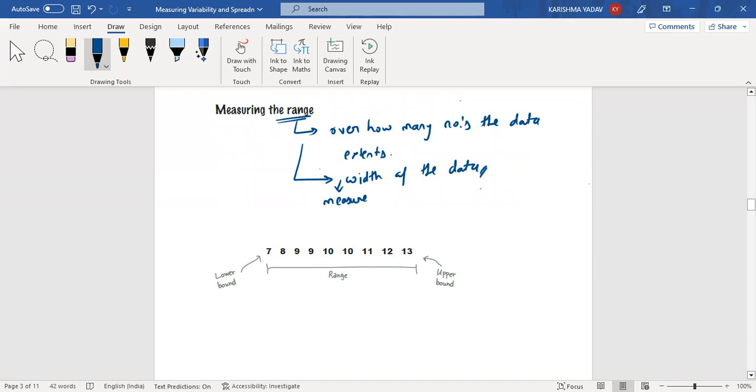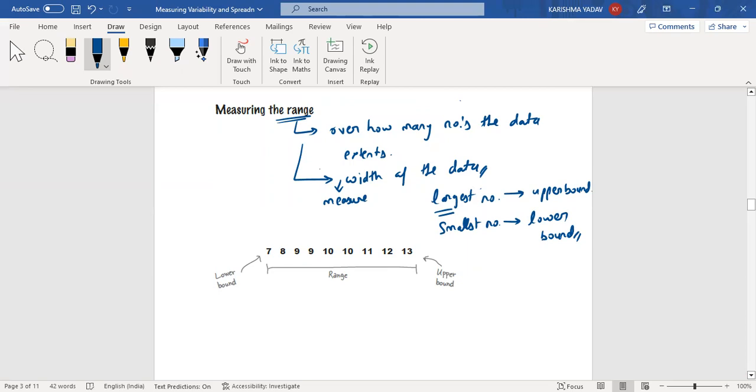To find the range, we take the largest number in the data set, and this largest number is the upper bound. Then we subtract the smallest number in the data set from it, and that smallest number is said to be the lower bound in the data set.